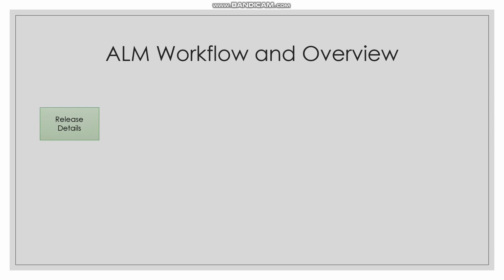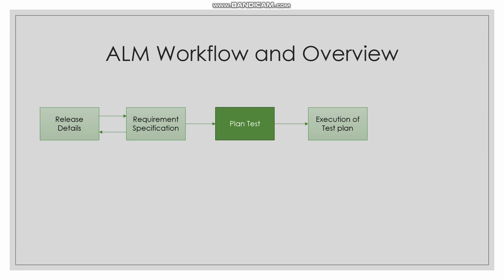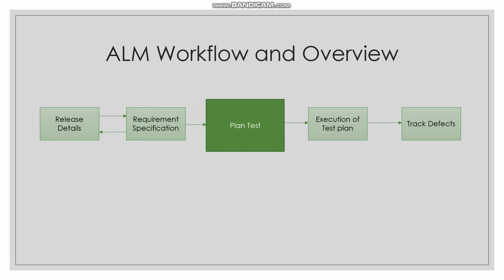It starts with release details, followed by requirement specification, plan test, execution of the test plan, and finally, tracking defects. The plan test phase will begin after the requirement specifications have been performed and the test strategy is determined. Test plan or plan test is used to keep all data related to testing planning, such as the test plan and test cases in Quality Center.